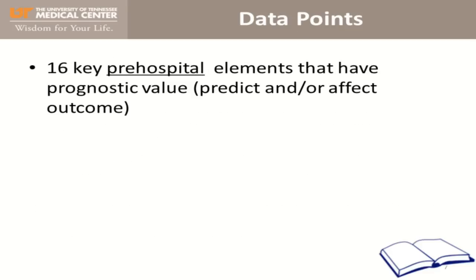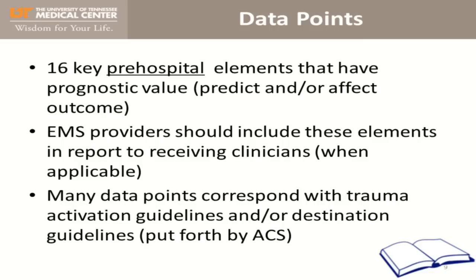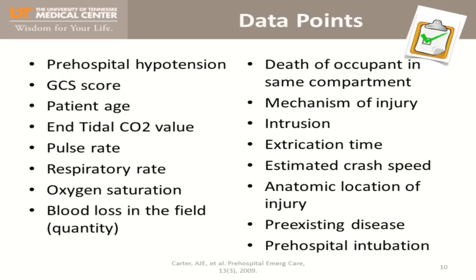There are 16 key pre-hospital elements that have been identified as essential elements in helping predict and/or affect the overall patient outcome. Therefore, these elements are essential to be included in the EMS report to the receiving clinician when they are applicable. Also, as you will note on this next slide, many of these elements also correspond with trauma activation criteria. The data points listed here are the 16 key elements identified in the literature.